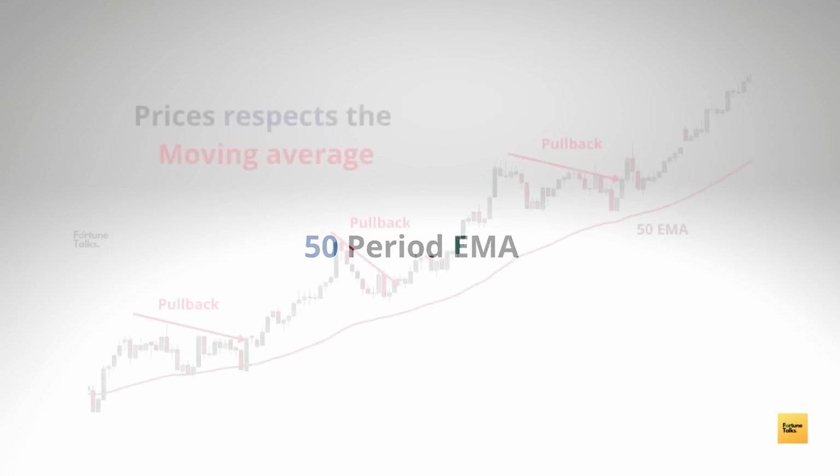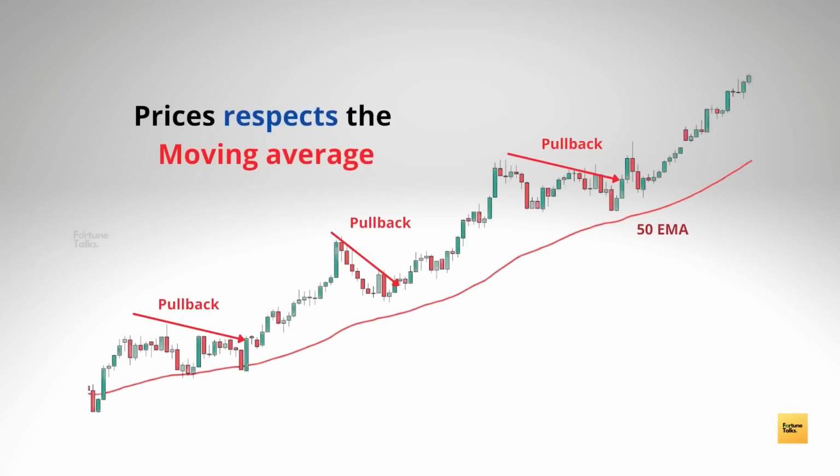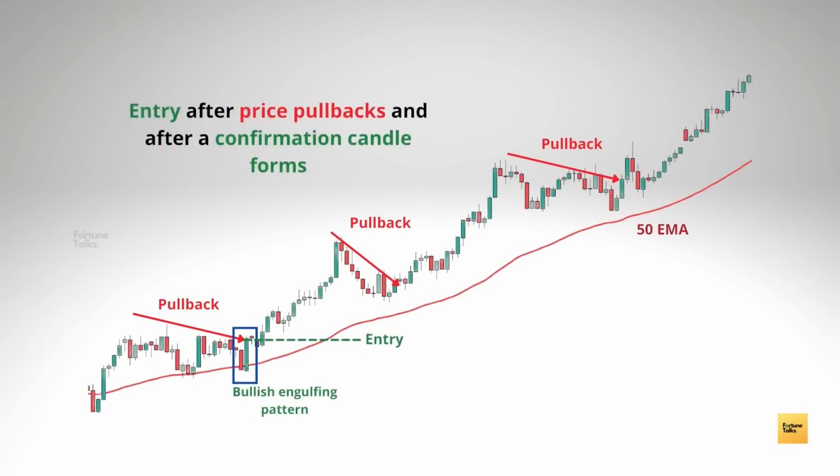an uptrend. Now here we can see that the prices are correcting and reaching the moving average, and it is actually respecting it. The entry in this case would be above a rejection candlestick from the moving average, like a bullish pin bar or a hammer and bullish engulfing candles. It shows that the buyers are willing to buy at higher valuations.